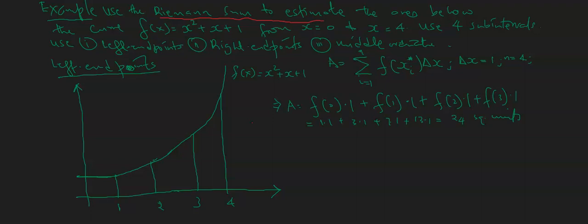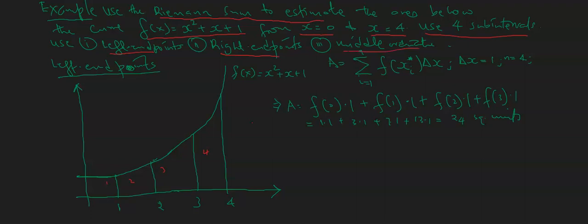In this video, we shall look at an example of estimating the area below the curve using the Riemann sum. In particular, we want to look at the function f of x equals x squared plus x plus 1 from x equals 0 up to x equals 4 using 4 subintervals. Ideally, the graph will look like this, and we have 4 subintervals, 1, 2, 3, and 4. We want to use the left endpoints, the right endpoints, and the middle ordinate.